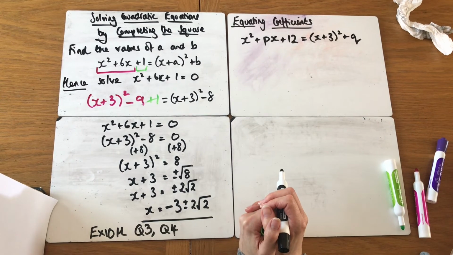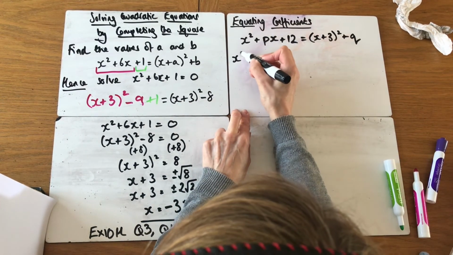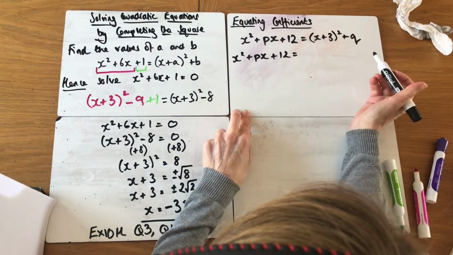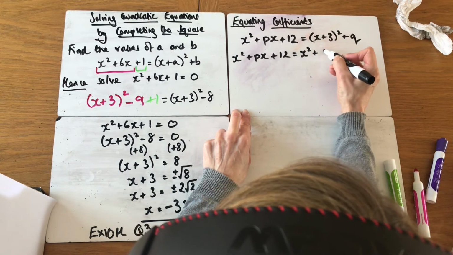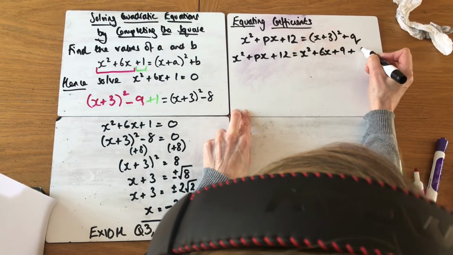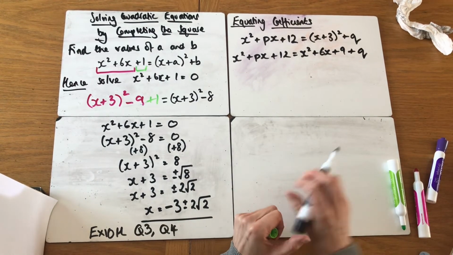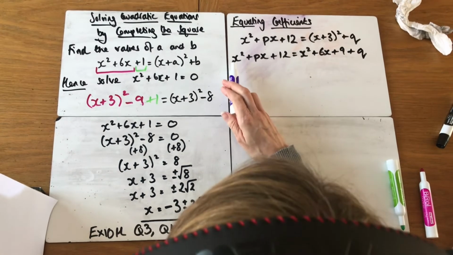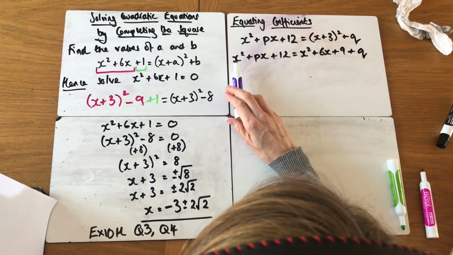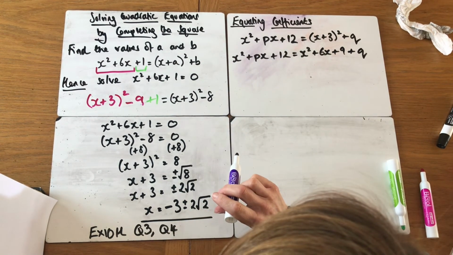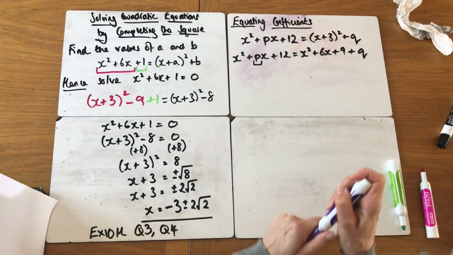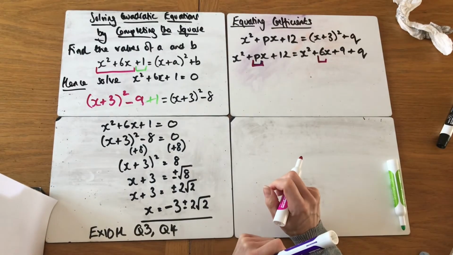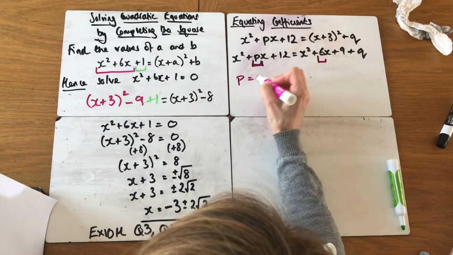So what we're going to do here is we're not going to do anything to the left hand side. So I'm just going to rewrite that out, and then I'm going to expand the right hand side. So this is going to give me x squared plus 6x plus 9 plus my q on the end. Now by equating coefficients, that means equate what's in front of each of the different terms. So with the x squared term, they don't have a coefficient, but as expected I've just got 1x squared on the left and 1x squared on the right. With the x terms, the coefficient on the left is p and the coefficient on the right is 6. So that means I know that p must equal 6.